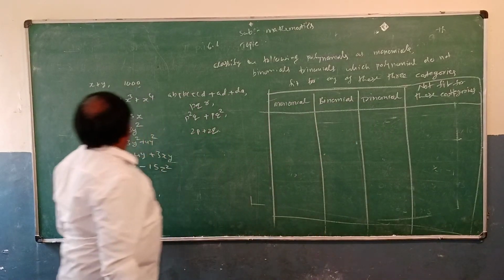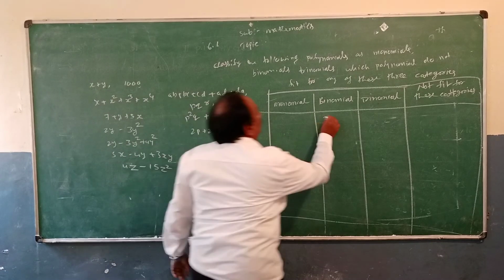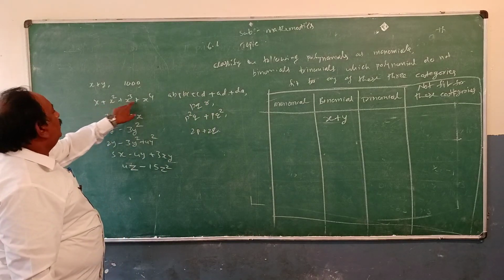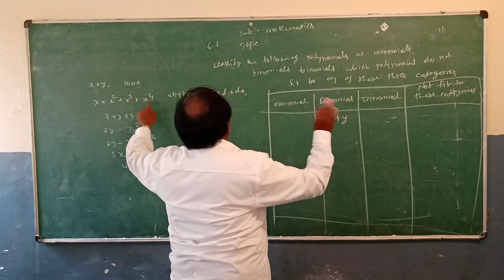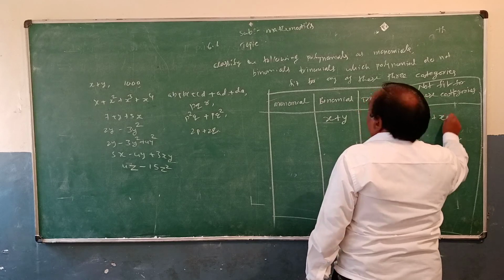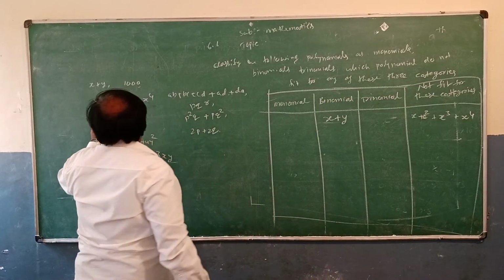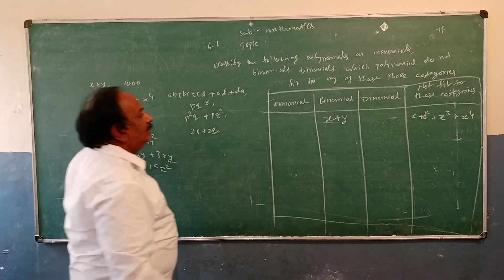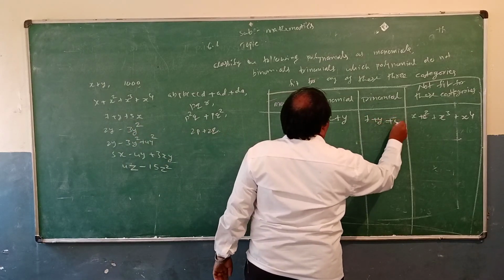So, first one, x plus y, it has two terms, it comes under binomial. Second one, 1, 2, 3, 4 terms. It does not come under monomial, binomial or trinomial. It is not fit under these categories: x plus x square plus x cube plus x to the power of 4. Next one is 7 plus y plus 5x. It has 1, 2, 3 terms, trinomial.